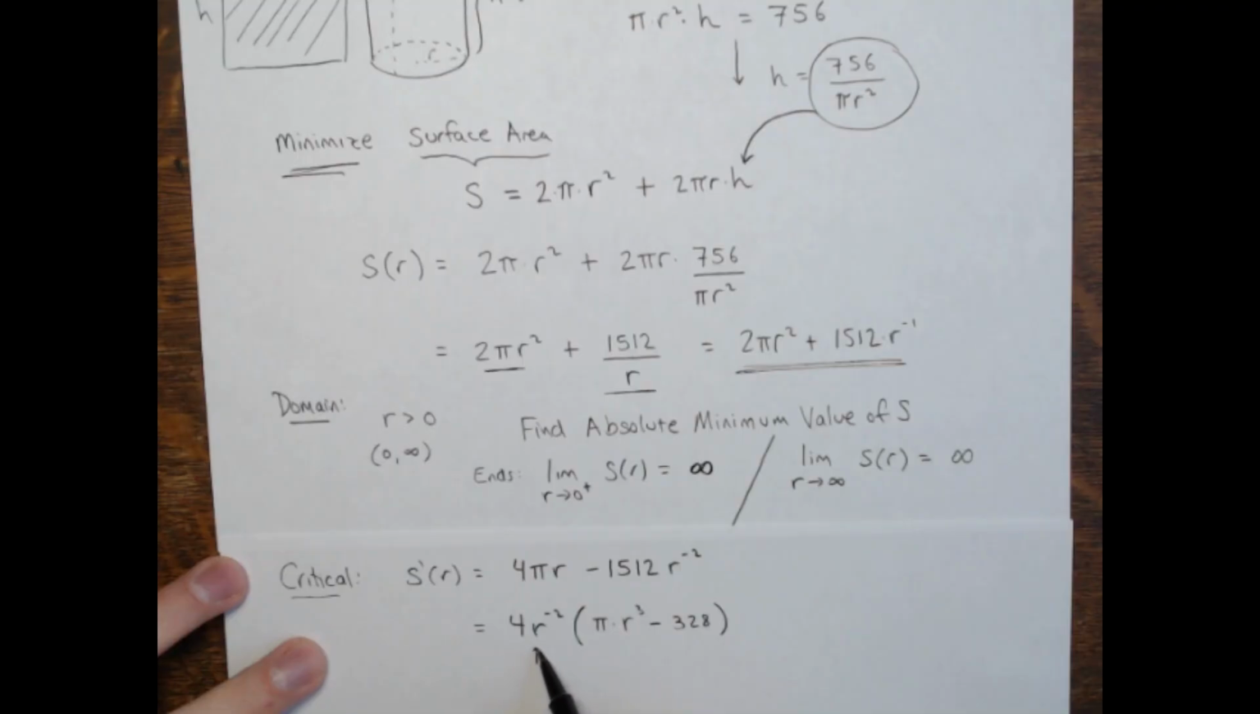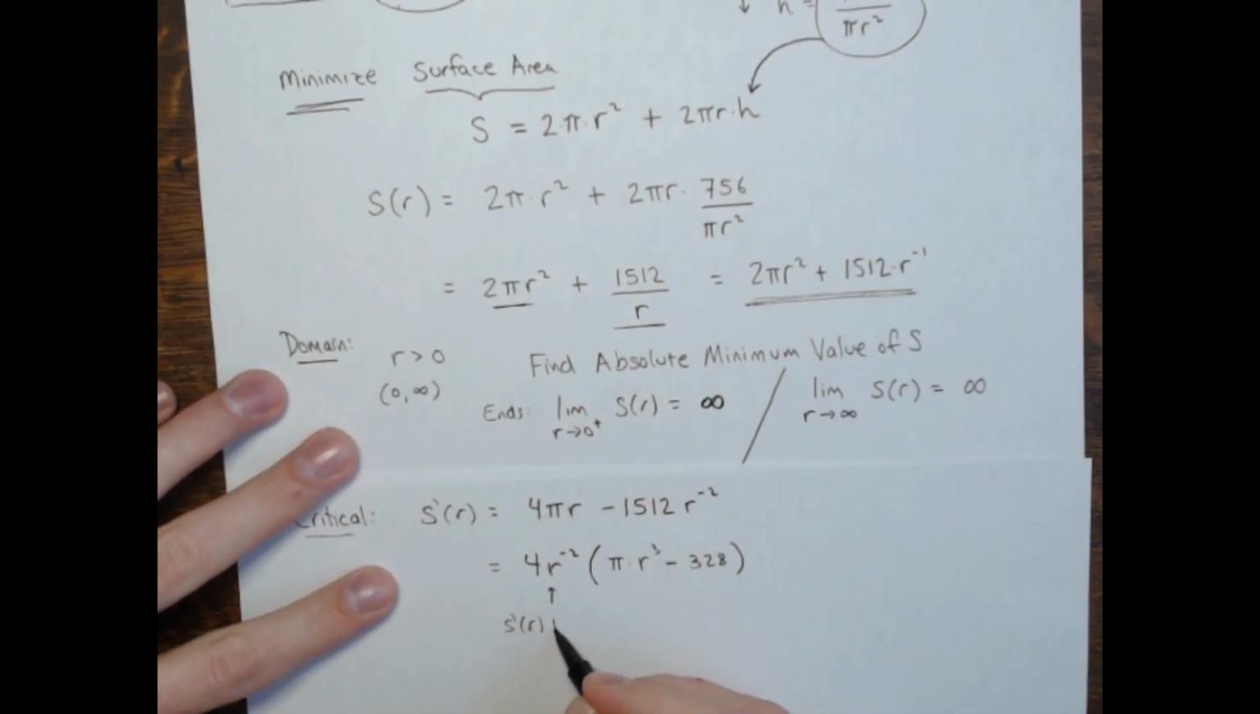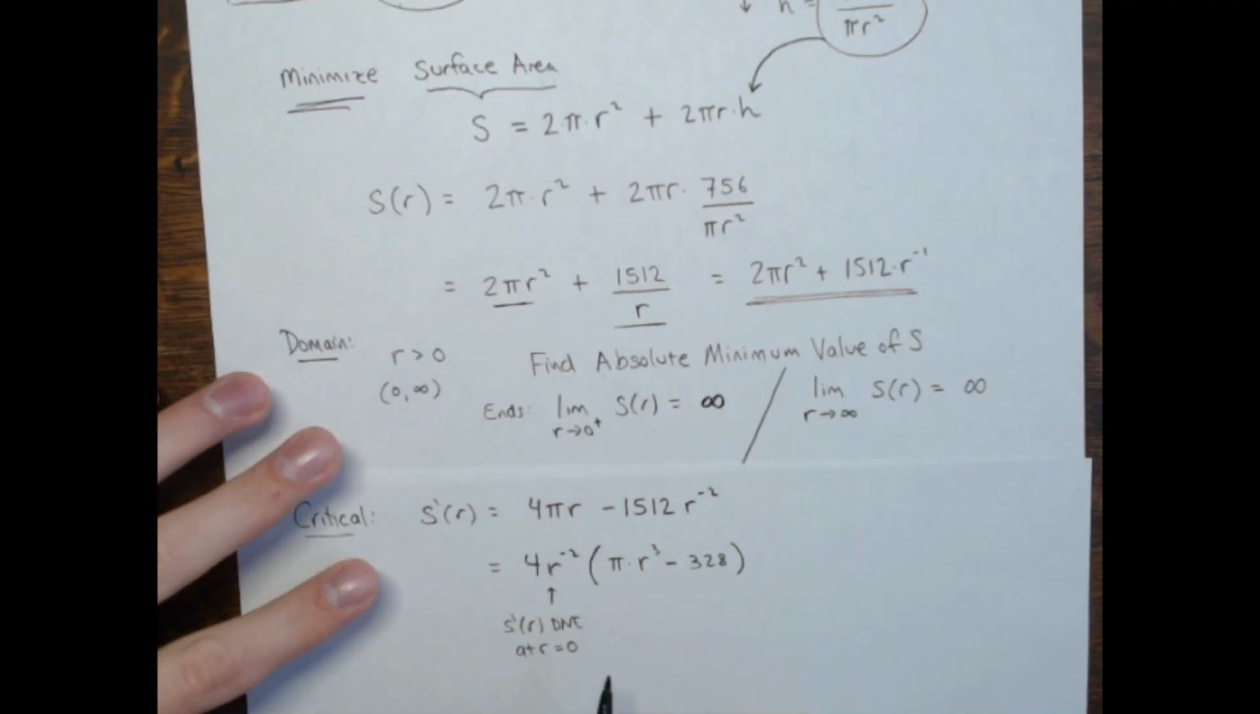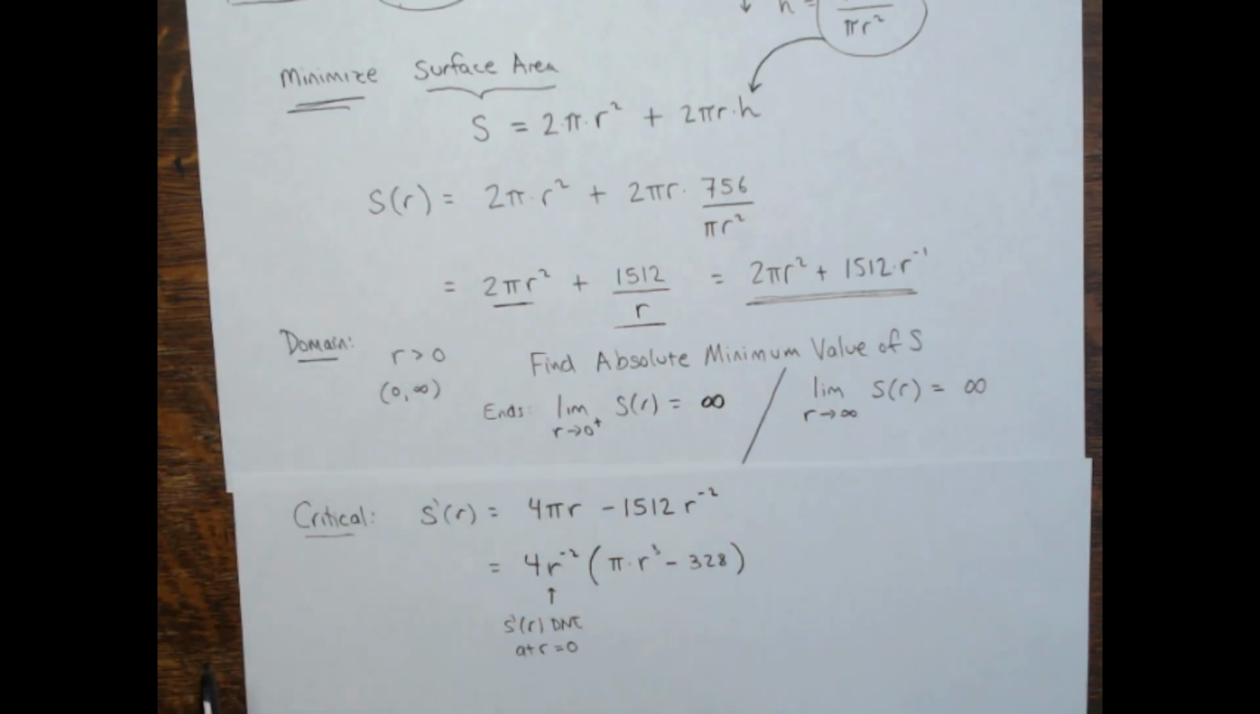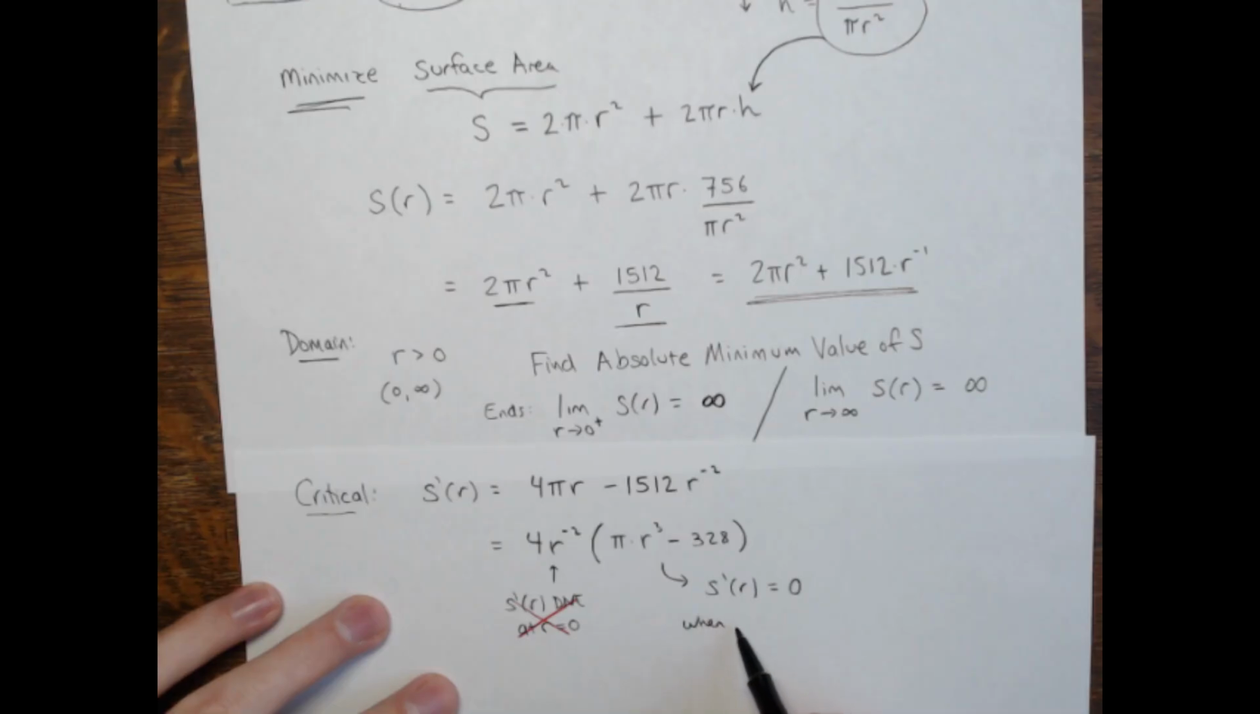All right, so once again, the derivative is not defined. This S prime is non-existent when r equals 0, but 0 isn't even in the domain, right? We're only looking for positive values of r. So once again, I'm going to ignore that part. And then this factor will tell me where I can make the derivative 0. Right? S prime is going to be 0 when r equals the cube root of 328 over pi.